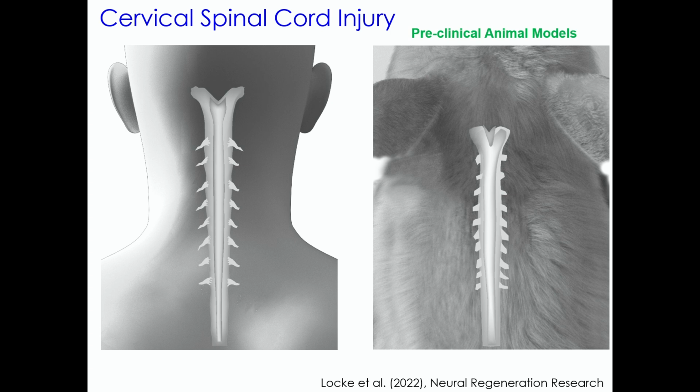So these two schematics here give you an example of, on the left, human cervical spinal cord injury, and on the right, a preclinical animal model. So we use small rodents for our preclinical studies, mice or rats. And it shows you what the cervical spinal cord looks like. These schematics I actually created from fixed tissue specimens from both human and from small animal models.